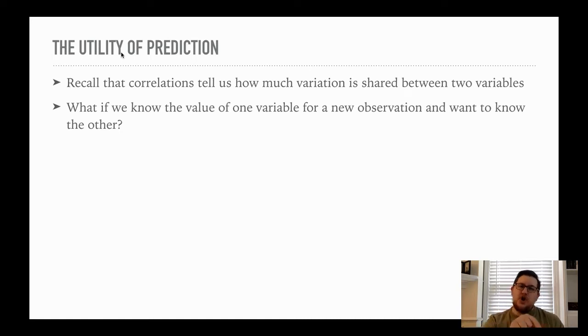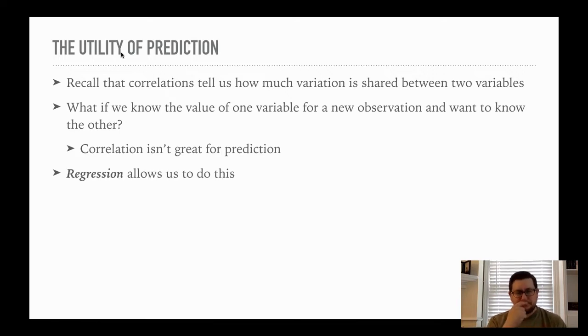Now, what if we know the value of one variable for some new observation, and we want to know what the other one might be? Okay, we want to know what the value for that observation is for the other variable. Correlation can't do this for us. There is actually technically a way you can do it, but the correlation we've been dealing with is not very good for that purpose. However, regression does allow us to do this.